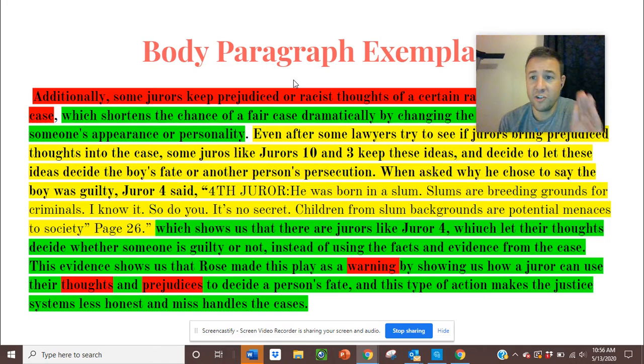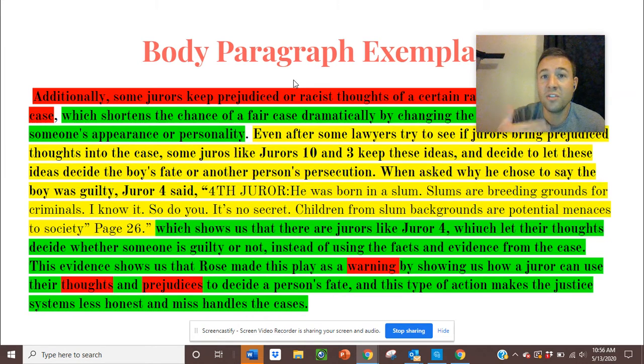And also put page 26 in parentheses. Now we get into Israel's analysis of the quote that he just gave. In his analysis, he's going to use some of the same words from his thesis and from his assertion to make sure he's proving his point. His thesis is that it's a warning, and his assertions of this paragraph are about racist thoughts and being prejudiced.